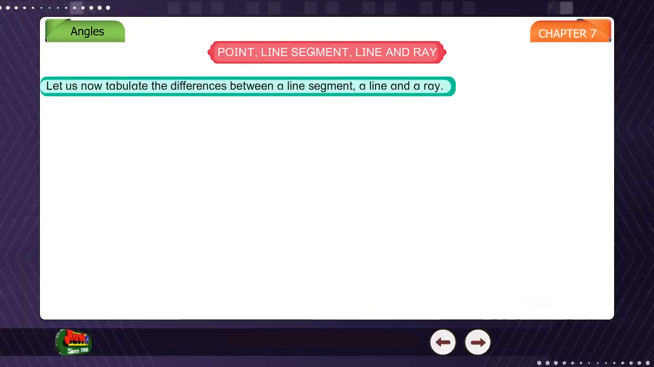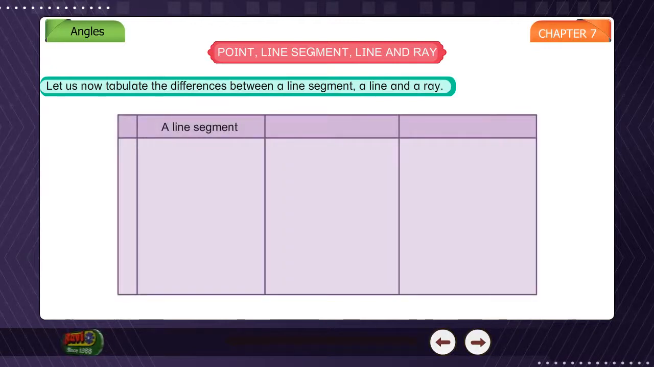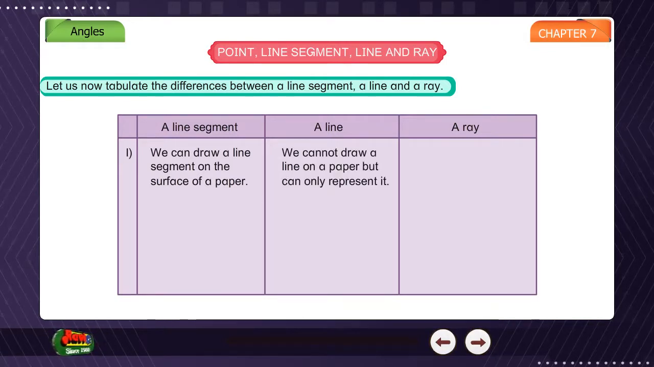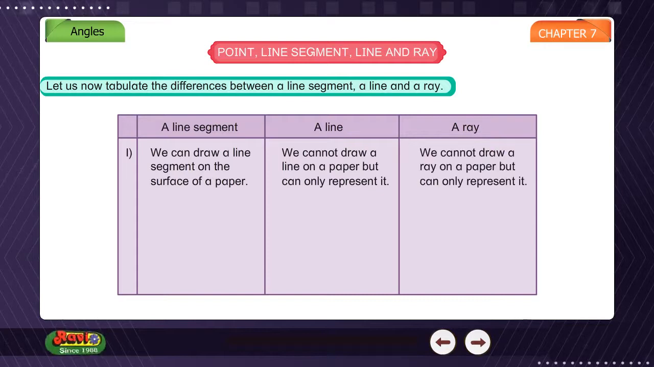Let us now tabulate the differences between a line segment, a line and a ray. A line segment, a line, a ray. 1. We can draw a line segment on the surface of a paper. We cannot draw a line on a paper but can only represent it. We cannot draw a ray on a paper but can only represent it.